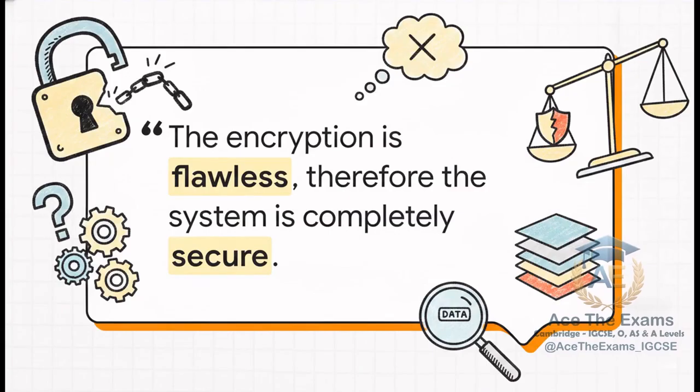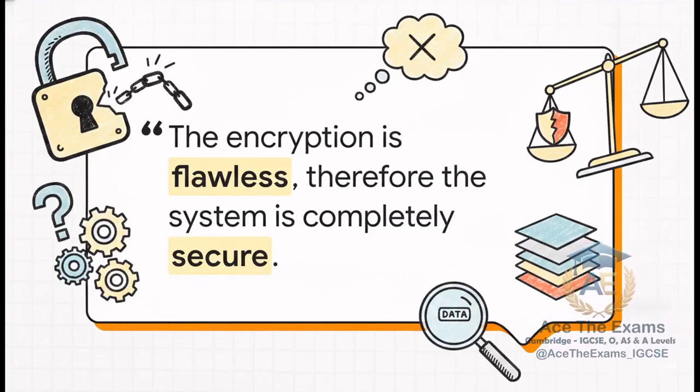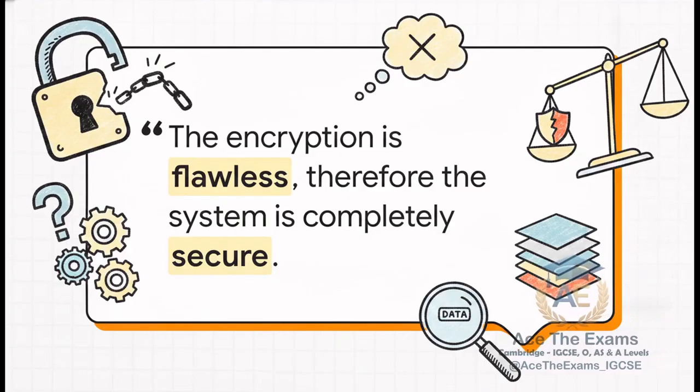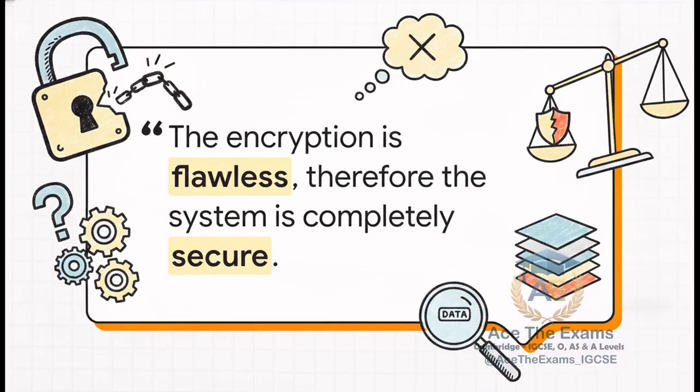All right, time for a quick spot the error challenge. Take a look at this student's attempt at the judgment phase. "The encryption is flawless, therefore the system is completely secure." Think about everything we've just learned regarding analytical depth. Tell me, why would a Cambridge examiner immediately slash marks for making this bold statement?